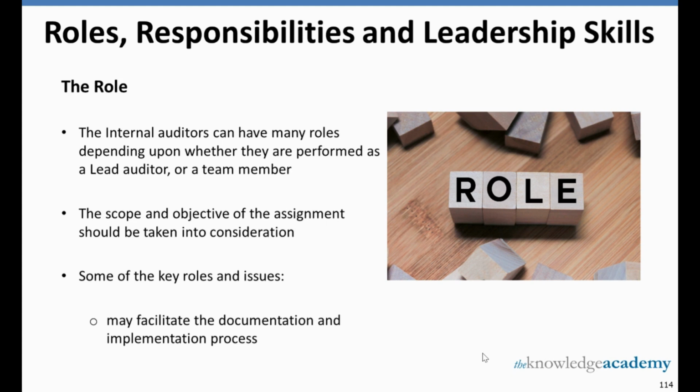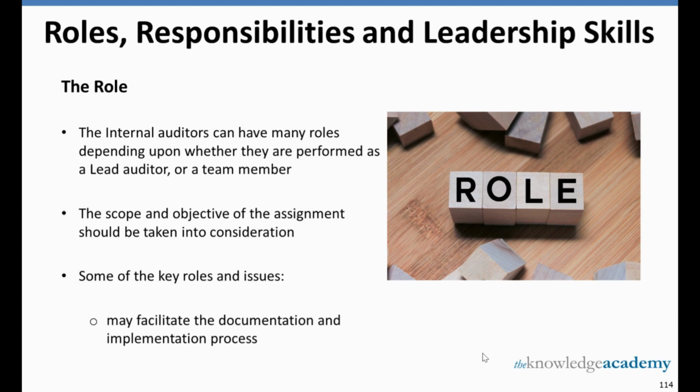The internal auditors can have many roles depending upon whether they perform as a lead auditor or a team member. The scope and objective of the assignment should be taken into consideration. When an internal auditor performs an internal audit, he needs to make sure that he is able to come up with the scope and objectives, and he should be able to decide what kind of scope needs to be there and the objectives of the audit.